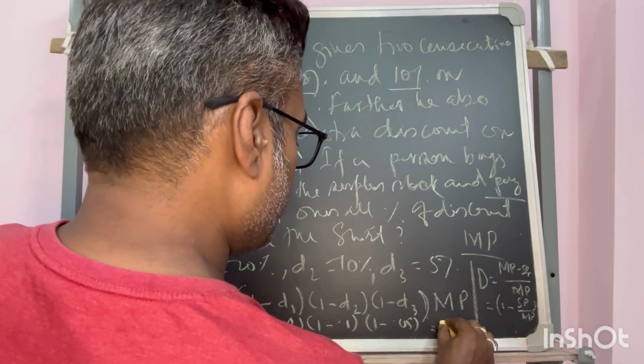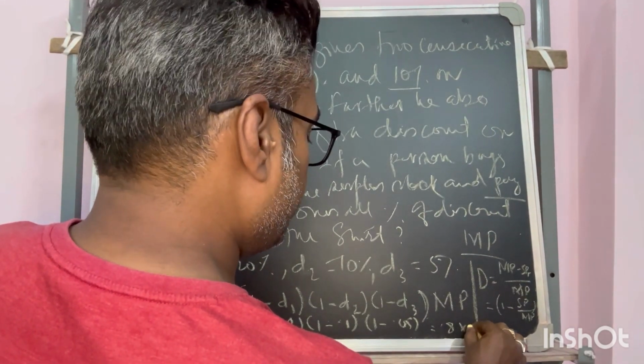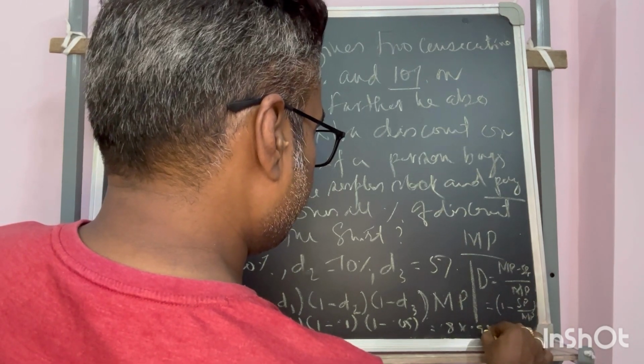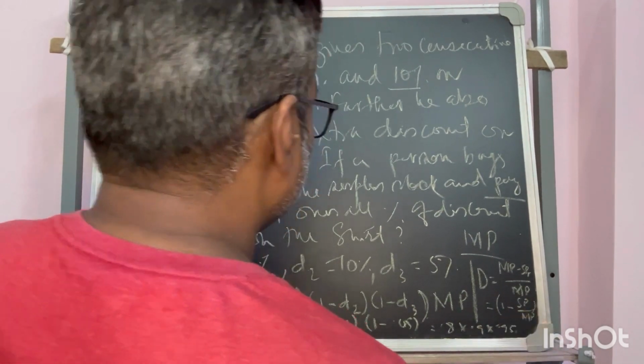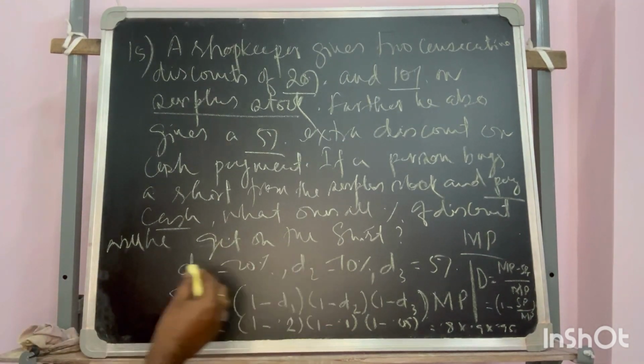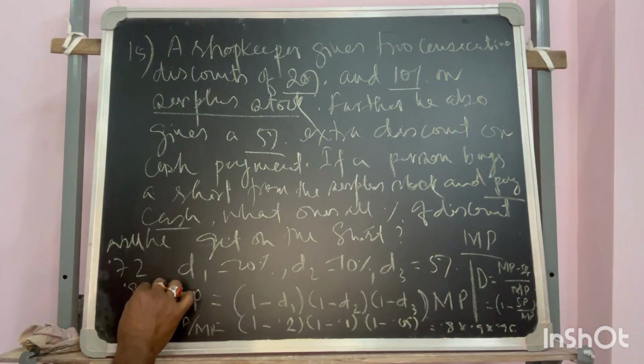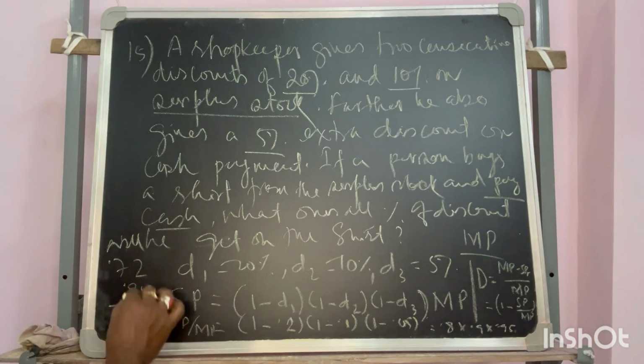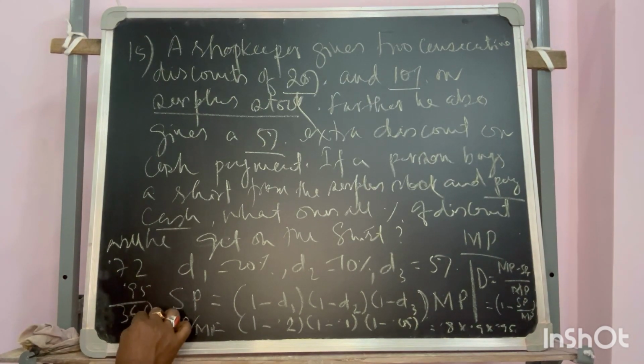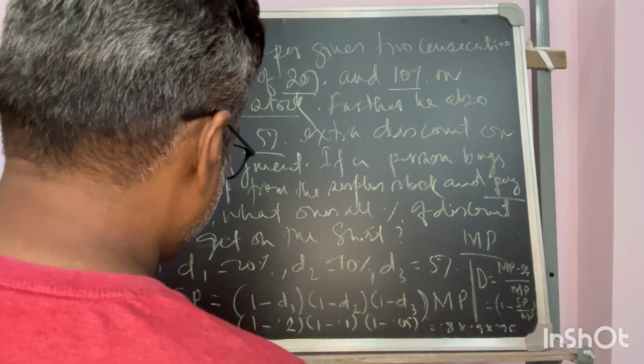So SP upon MP is 0.8 into 0.9 into 0.95. Now calculate 0.8 into 0.9, which is 0.72, and multiplying by 0.95 gives 0.684. Remember this.